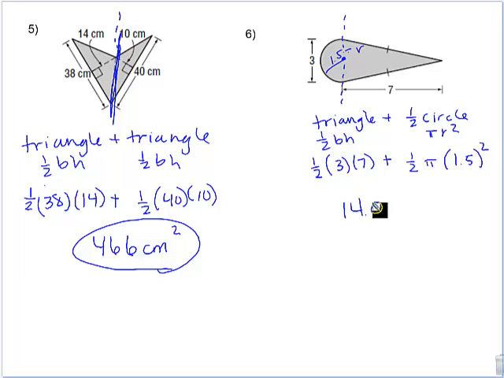Why wouldn't I just say 14 here? Because it's not exactly 14. Right, there are some trailing decimals. So 14.0, we don't have a label, so units squared, or square units. That one okay?